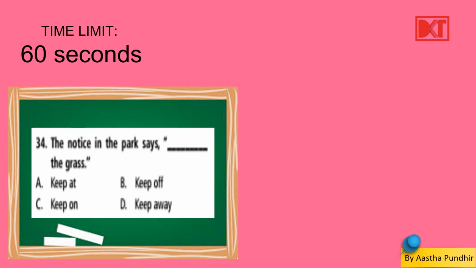Okay, now this one says, the notice at the park says, dash the grass. Keep at the grass, keep off the grass, keep on the grass, or keep away the grass. This is pretty easy. This means keep off the grass, which means stay away from the grass, don't step on it. All right.